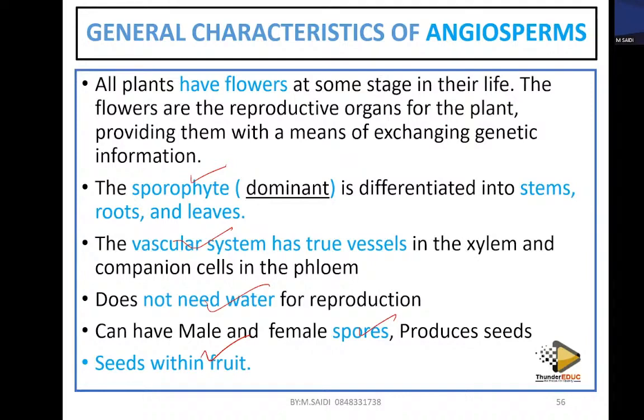And then the bryophyte and the pteridophyte: bryophytes are thallus. And also, the dominant generation is the gametophyte. The two, bryophytes and the pteridophytes, if you look at them, both require water for reproduction to take place. But the bryophytes require more water than the pteridophytes.